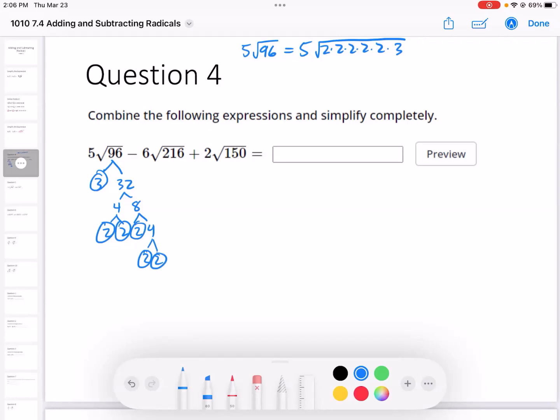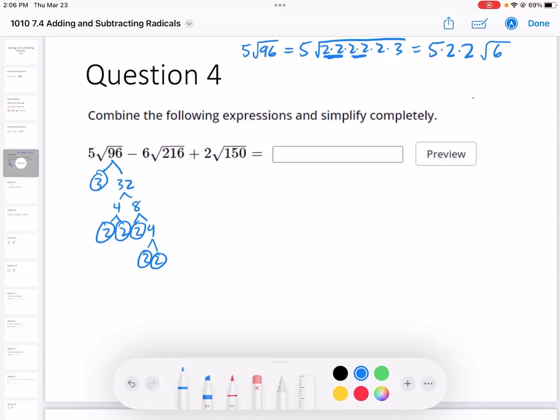Everybody good with that? Okay, so we can simplify this because if you take the square root of something that's squared, the square and the square root cancel each other out. So if I do 5 times the square root of 2 squared, that will just be 2. Then times the square root of another 2 squared will give me another 2. And then the 2 and the 3 don't have any other 2's or 3's that you could pair them with to make a square. And so you'll just leave those inside of the root and you'll get the square root of 6.